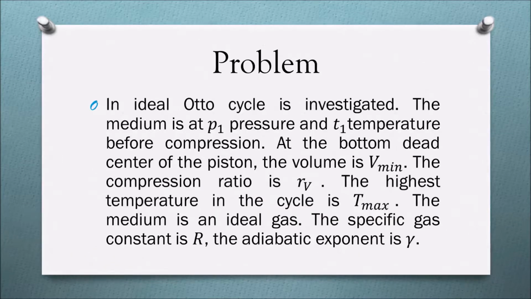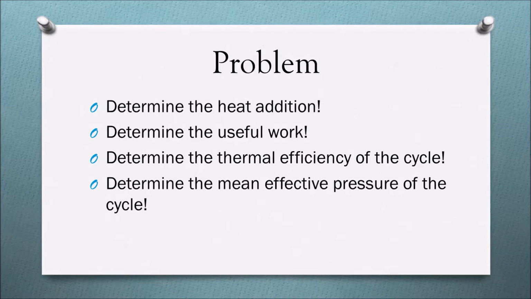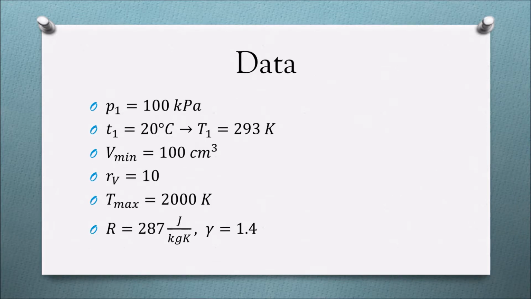The medium is at P1 pressure and T1 temperature before compression. At the bottom dead center of the piston, the volume is Vmin. The compression ratio is Rv, the highest temperature in the cycle is Tmax. The medium is an ideal gas. The specific gas constant is R, the adiabatic exponent is gamma. We must determine the heat addition, the useful work, the thermal efficiency of the cycle, and the mean effective pressure of the cycle. The data are the following.